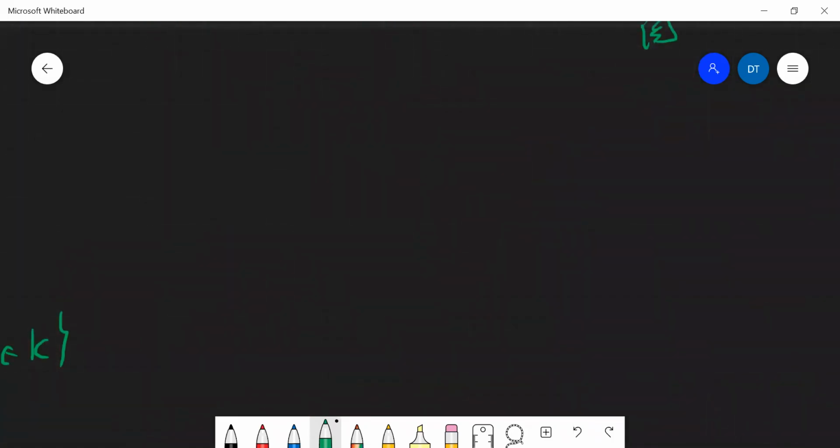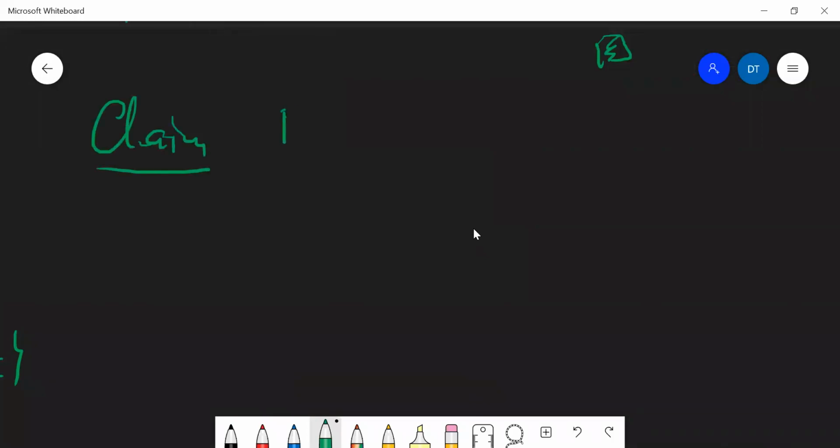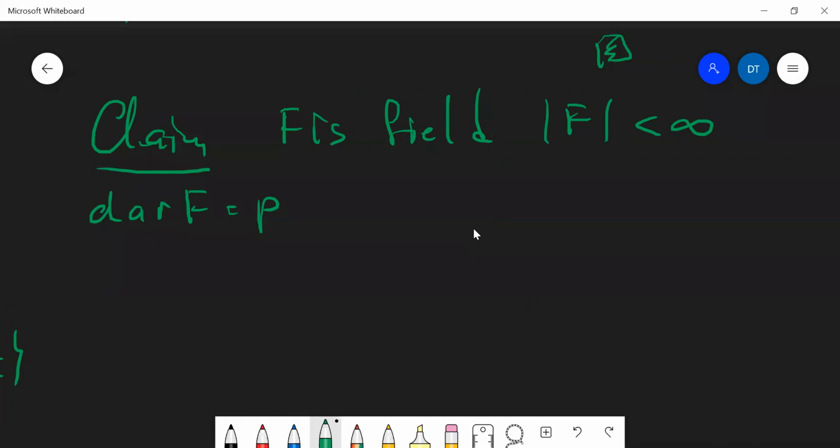Now, the next thing I want to discuss is how many elements there are in a finite field. So the claim is this. Suppose F is a field and it's finite. Suppose its characteristic is P, then it contains exactly P to the n elements, where n is its dimension over ZP.